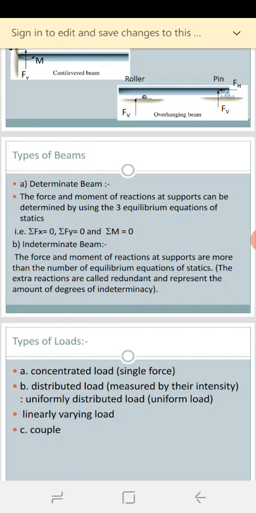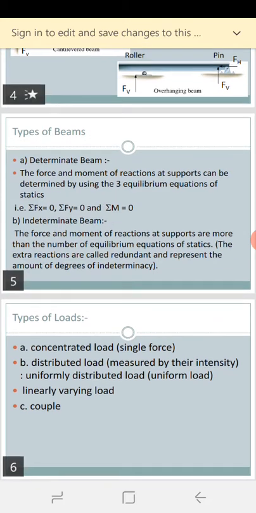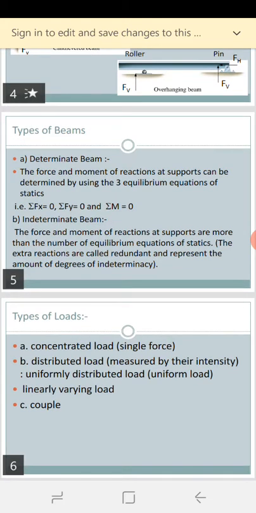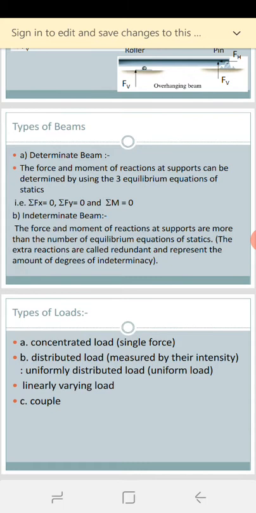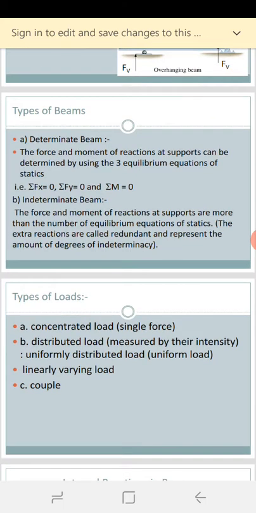Now, what is meant by a determinate beam? Because you have to identify which beam is determinate and indeterminate. Basically, it is not needed for this subject, but you have to know this terminology. The forces and moments of reaction at a support can be determined by using the three equilibrium equations of statics. We can say the conditions of equilibrium: summation of Fx equal to 0, summation of Fy equal to 0, and summation of moment equal to 0.